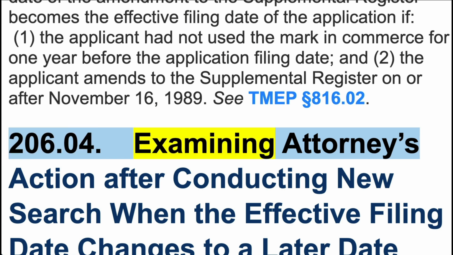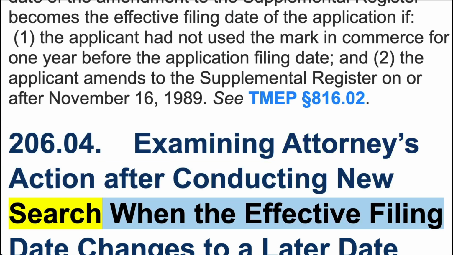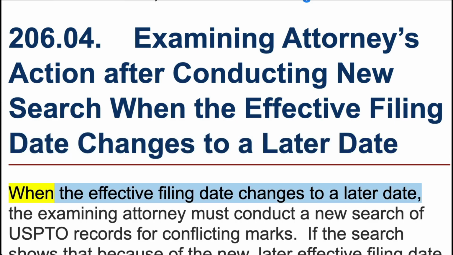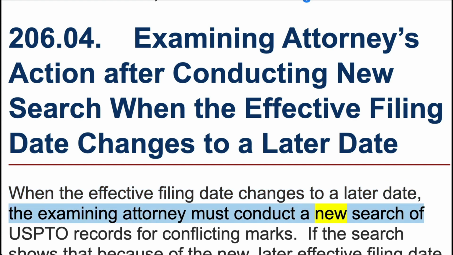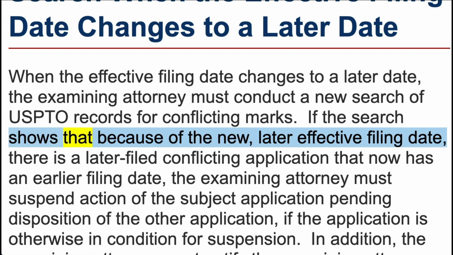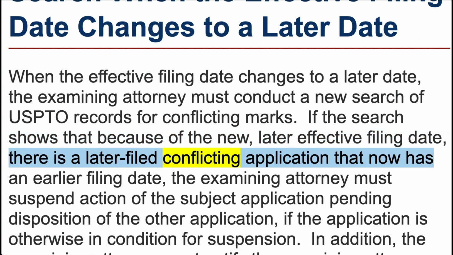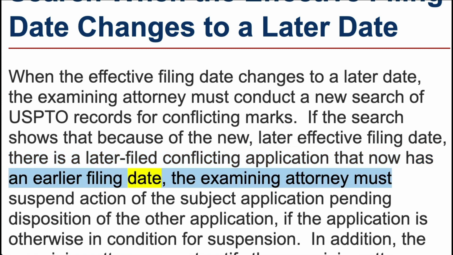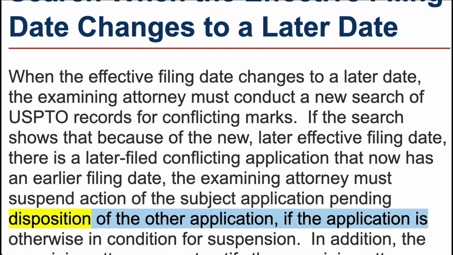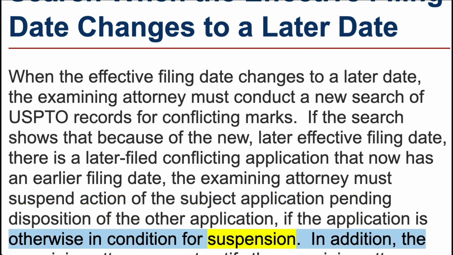206.04 Examining attorney's action after conducting new search, when the effective filing date changes to a later date. When the effective filing date changes to a later date, the examining attorney must conduct a new search of USPTO records for conflicting marks. If the search shows that because of the new, later effective filing date, there is a later filed conflicting application that now has an earlier filing date, the examining attorney must suspend action of the subject application pending disposition of the other application, if the application is otherwise in condition for suspension.